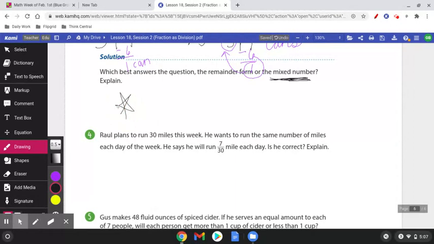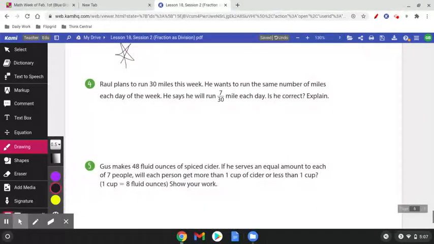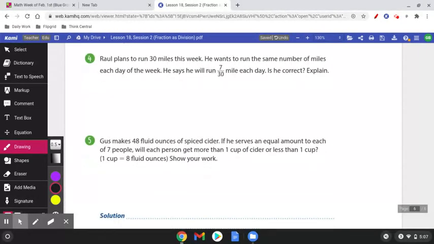Okay, why is a mixed number a better answer? Okay, number 4. Raul plans to run 30 miles this week. He wants to run the same number of miles each day of the week. He says he will run 7/30 mile each day. Is he correct? So let's look at this again.